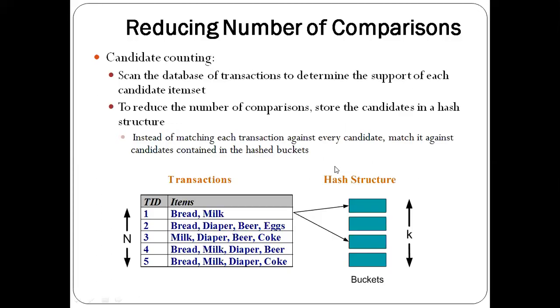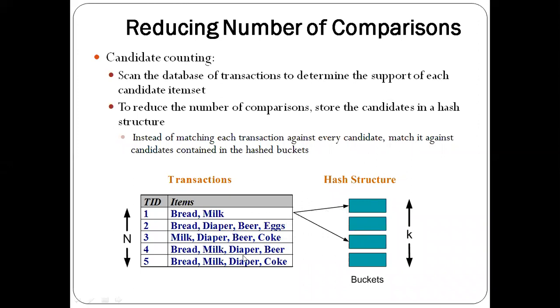That is the thing I told, reducing the number of comparisons. This process is used for candidate counting. Here we will be scanning the database of transactions to determine the support count. In order to reduce the number of comparisons, we will be hashing the transactions to the appropriate bucket of a hash tree. Instead of matching each transaction against every candidate, we will be hashing the transactions only to the bucket that contains the candidate. If it is not present in the bucket, it will not be hashed or placed in that bucket.